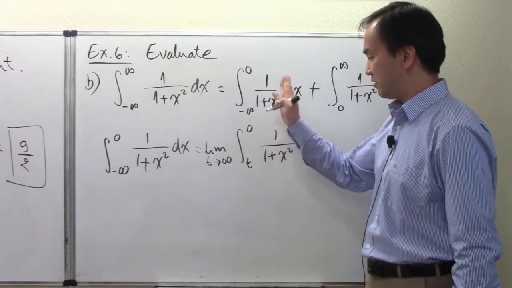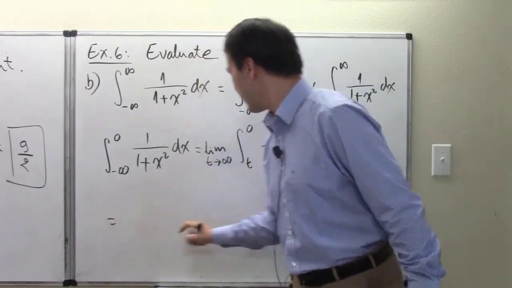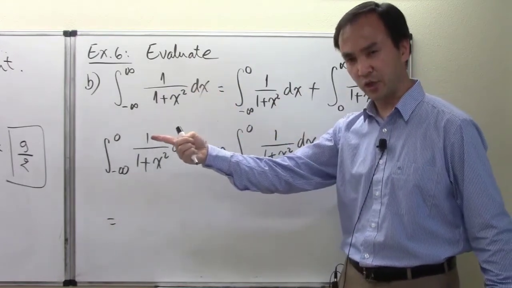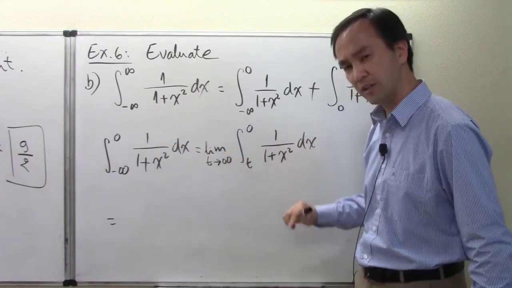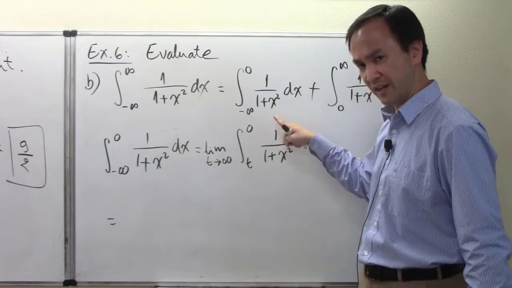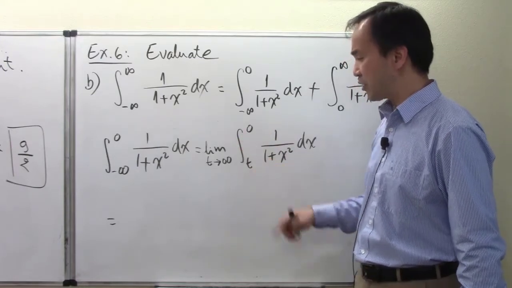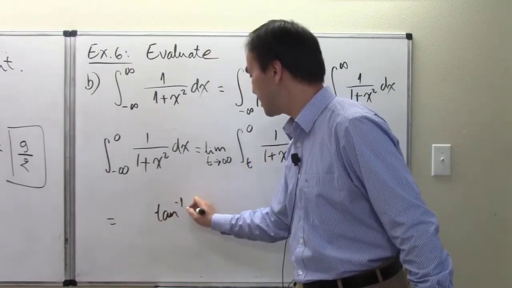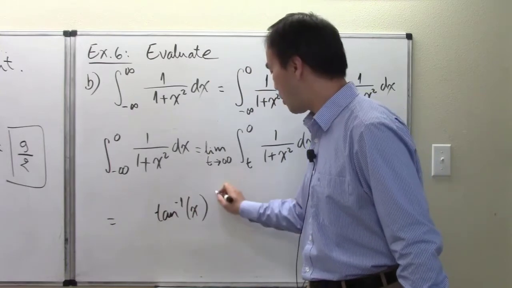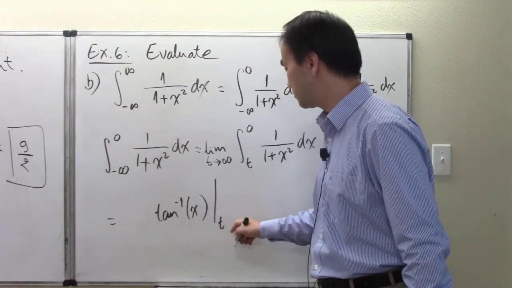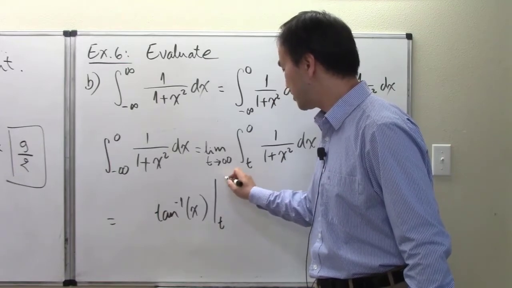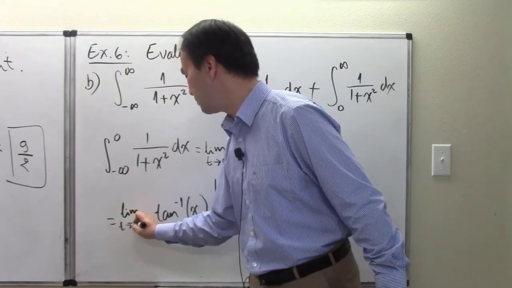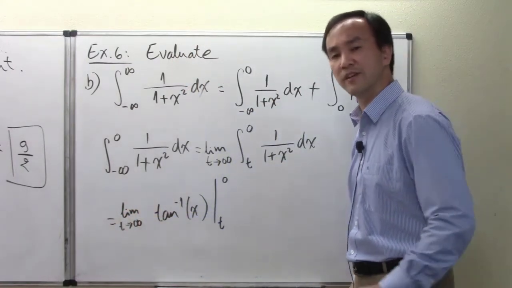Now this function is simple enough that it's just what we remember from calculus 1: the derivative of tangent inverse gives us 1 over 1 plus x squared. So taking the antiderivative as part of our work in the integral, the antiderivative for this function is tangent inverse of x. Then according to the fundamental theorem of calculus, I am going to evaluate it from t to 0. Of course, this problem will eventually be a limit problem where we're letting t approach positive infinity.